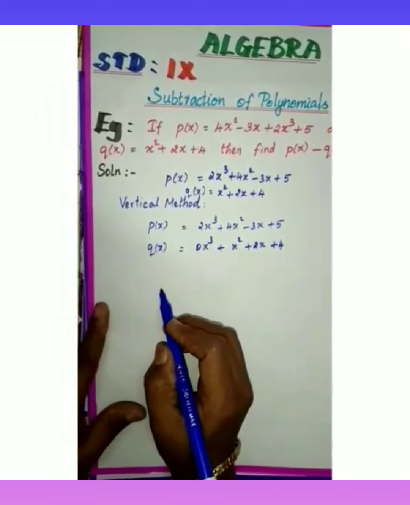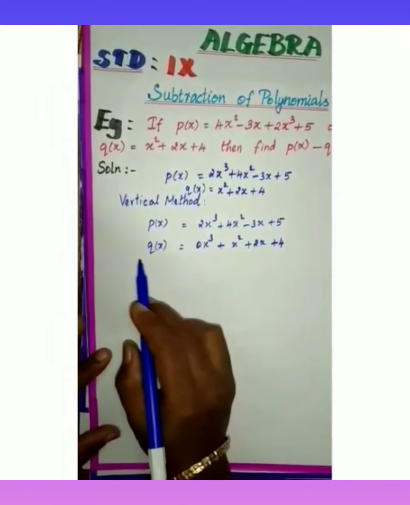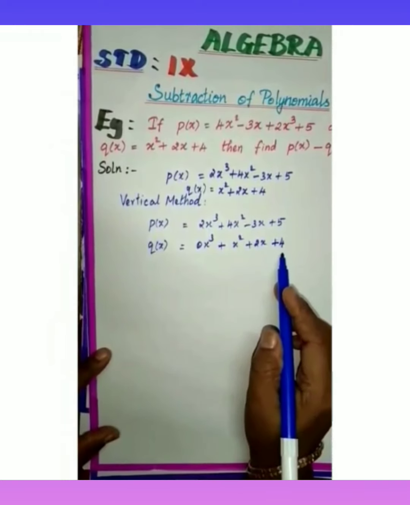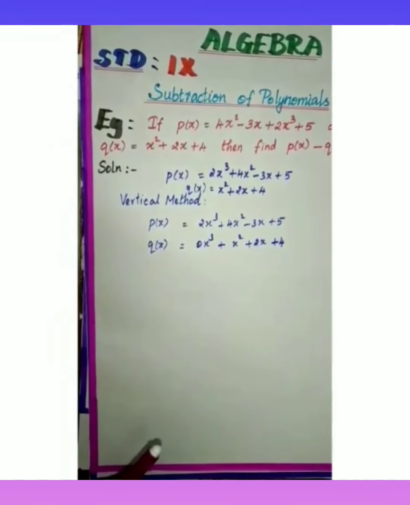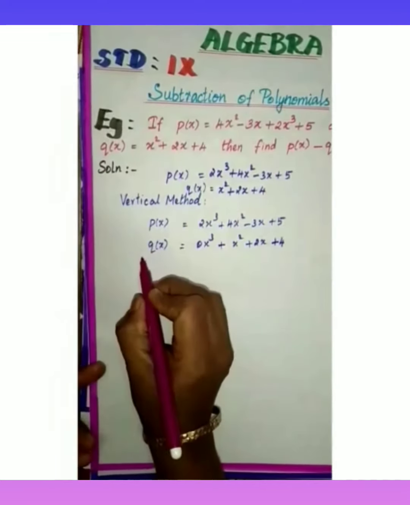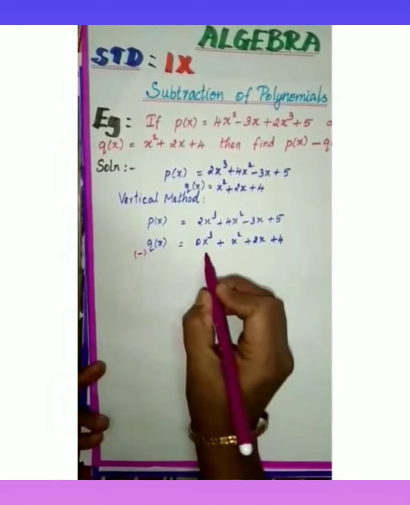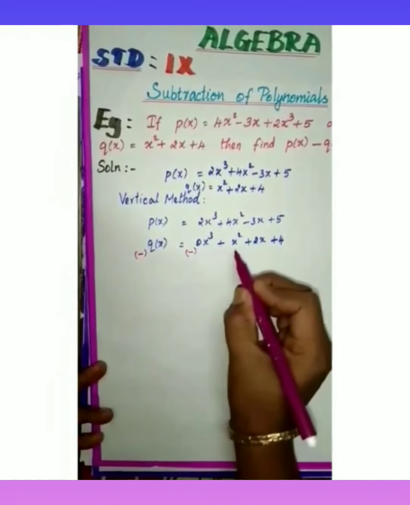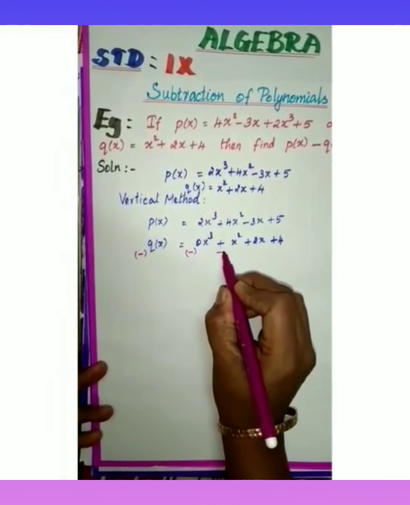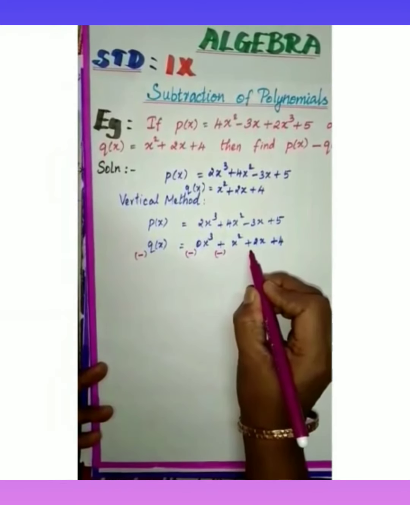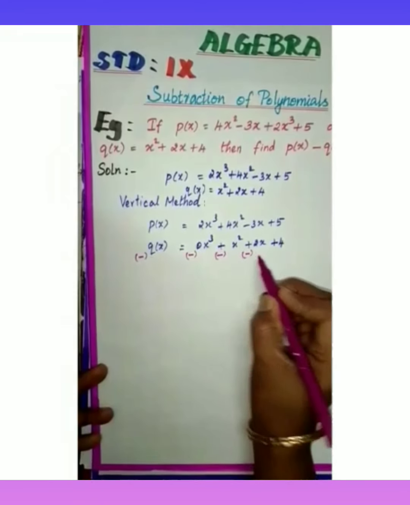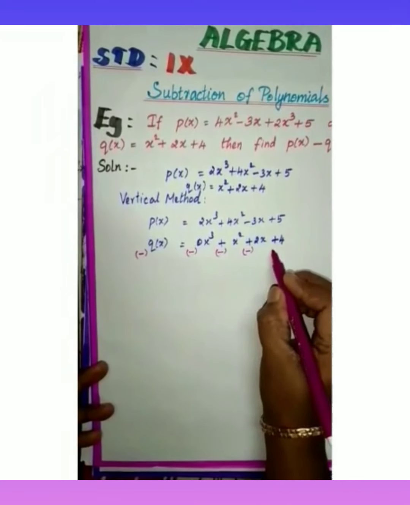Step 3. Change the signs of second expression. That is, here minus sign 0, plus sign changes into minus x square, and plus 2x changes into minus 2x, and plus 4 changes as minus 4.